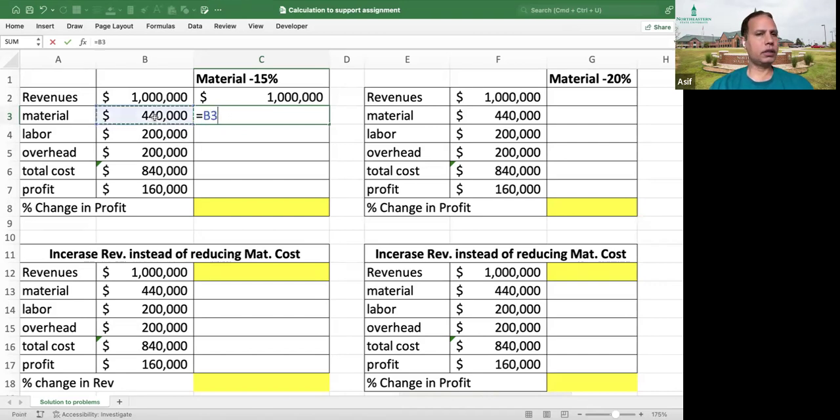So that will be 440,000 multiplied by 0.85. And again, what is 0.85? 0.85 represents 85%. And what does that mean? Because we have reduced cost by 15%, which means 100 minus 15 is equal to 85. So that will be our new material cost. And as you can see, the new material cost turns out to be $374,000.